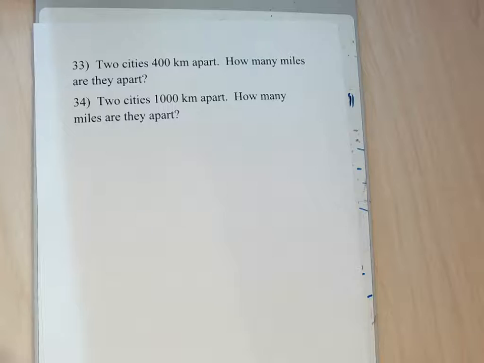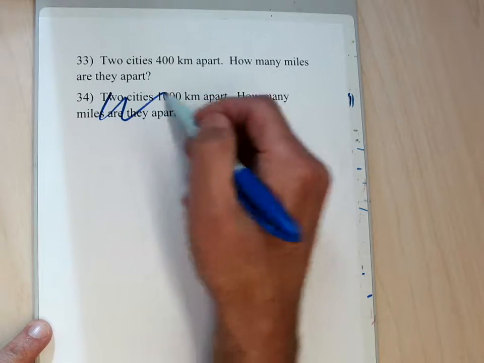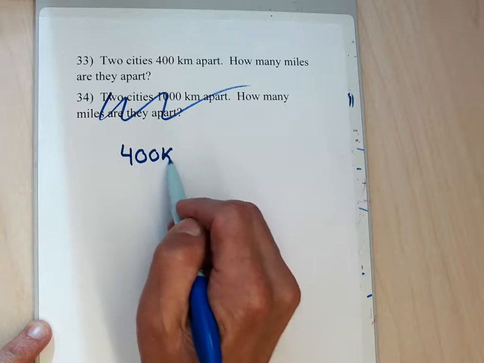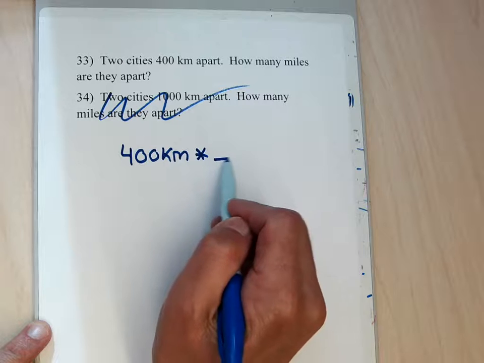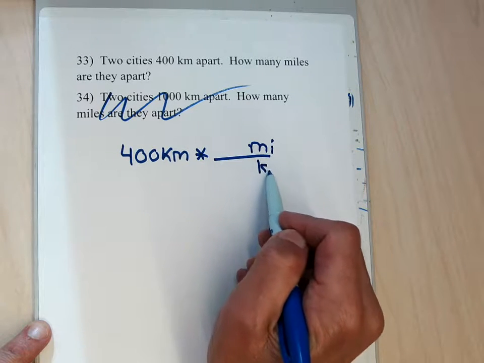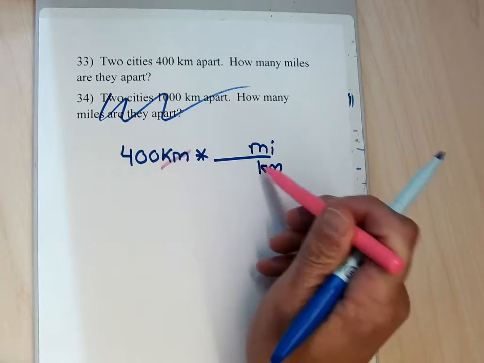Oh, this is about the same problem, but backwards. Two cities, let me just do 33 with you and not do 34. So two cities are 400 kilometers apart. How many miles are they apart? I just need to convert from kilometers to miles. I'm going to use the same relationship, but just upside down. I want to get rid of kilometers and wind up with miles.